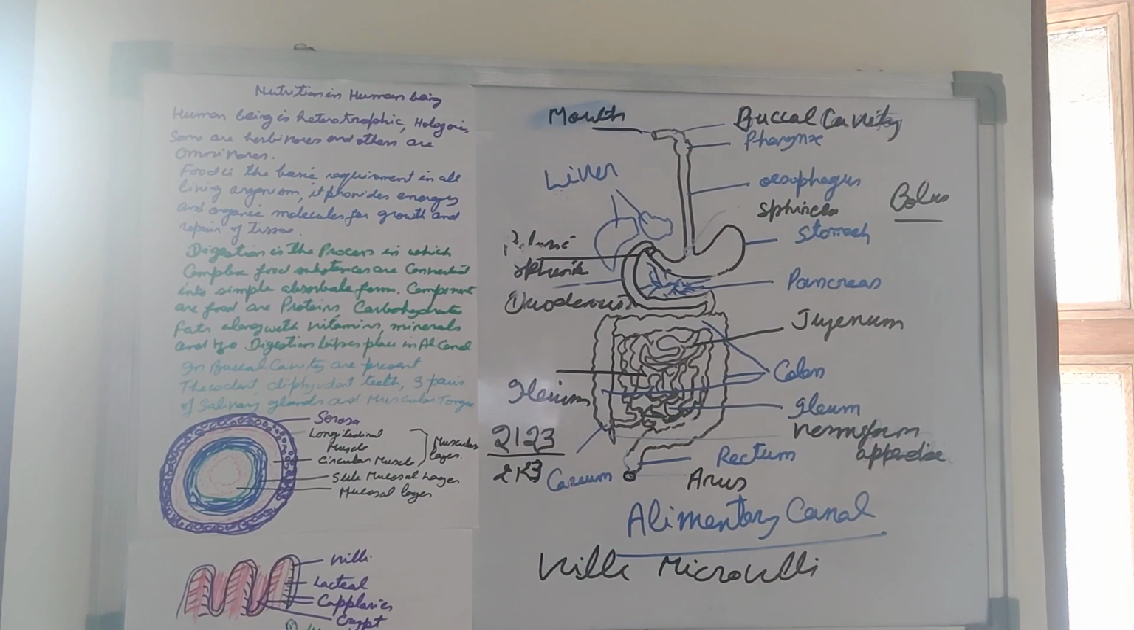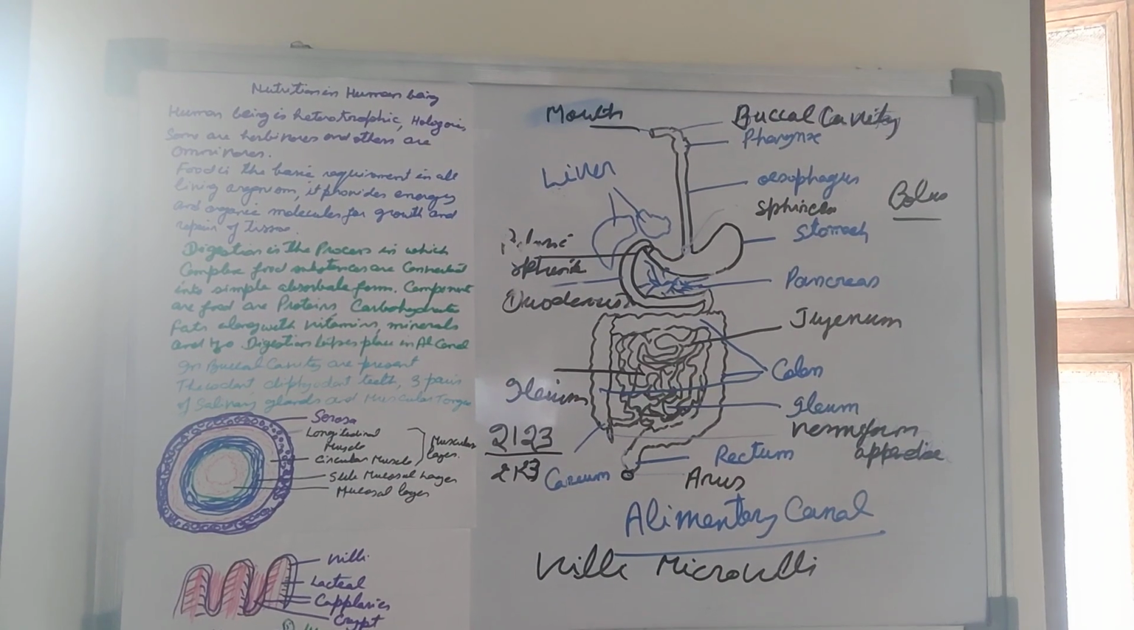Then in the buccal cavity, I told you a muscular tongue-like structure is present. This tongue is attached from the posterior side but free from the anterior side. From the posterior side, it is attached with a flap, an extension, that is called the frenulum, and on the anterior side it is free. On the upper side of the tongue are present papillae. Some of these papillae bear the taste buds.